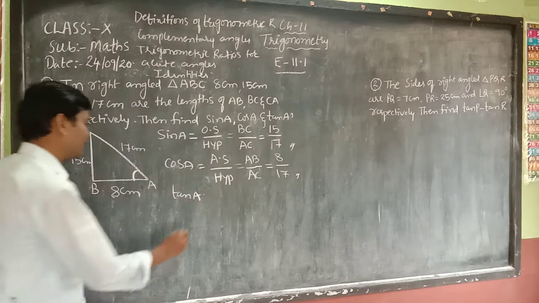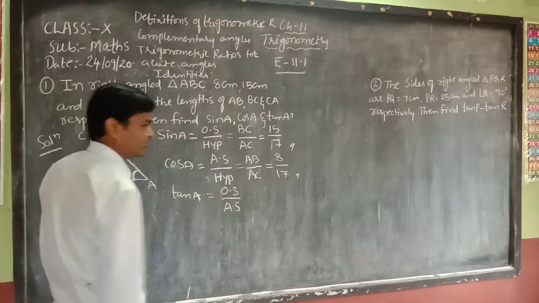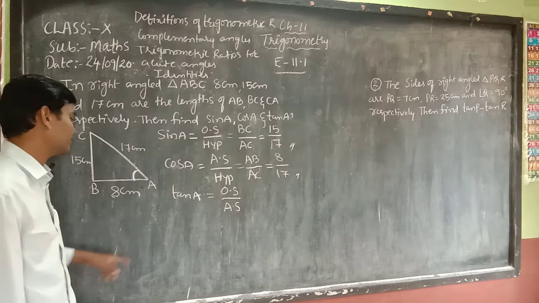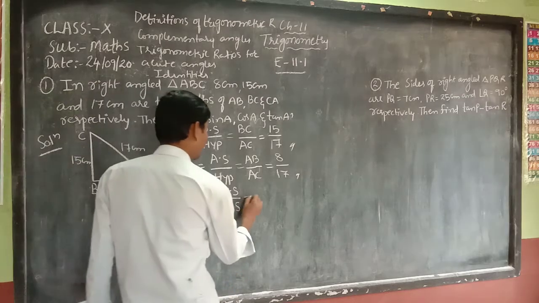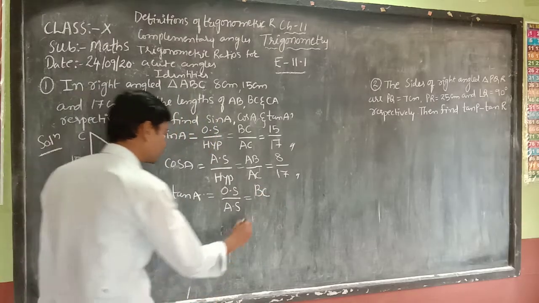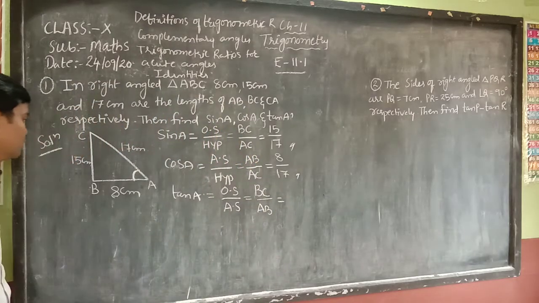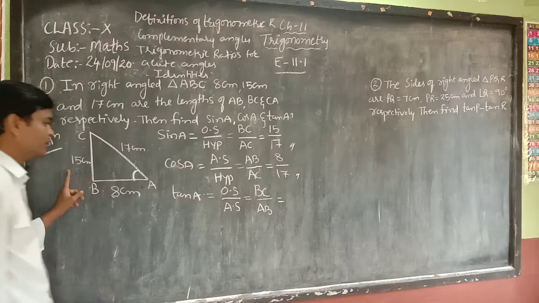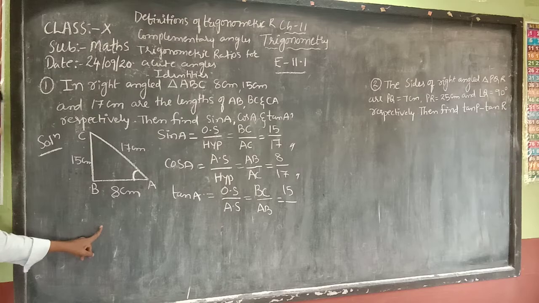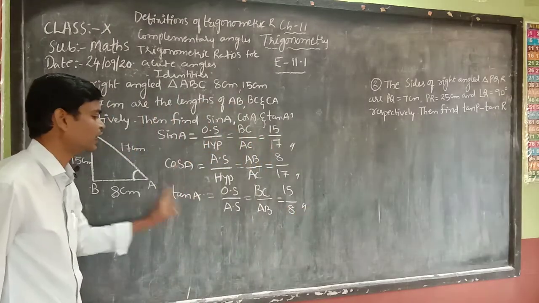Then we will go for tan A. What is the definition of tan A here? Opposite side by adjacent side. What is the opposite side here? BC is the opposite side and the adjacent side is AB. What is the value of BC here? 15. AB? 8 centimeters. Very good. So these are the values of sin A, cos A and tan A.